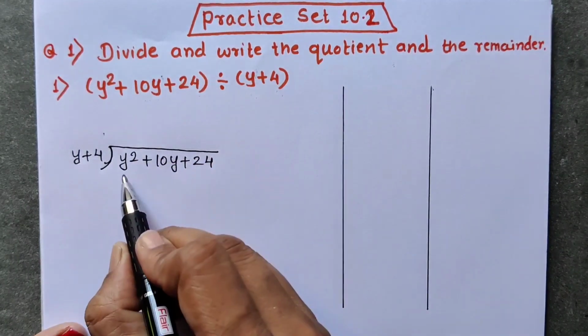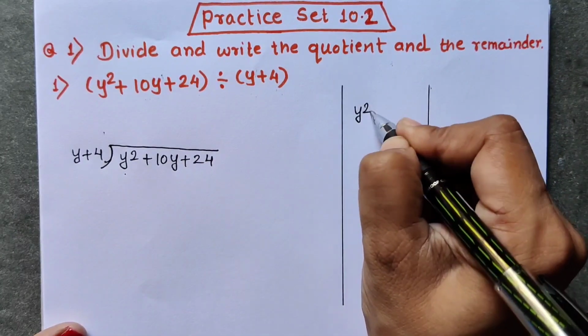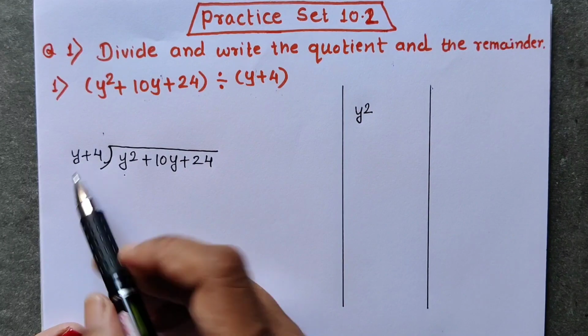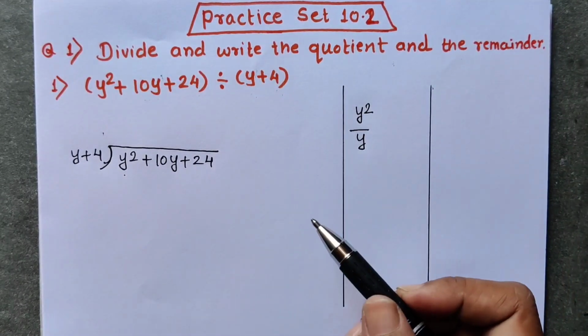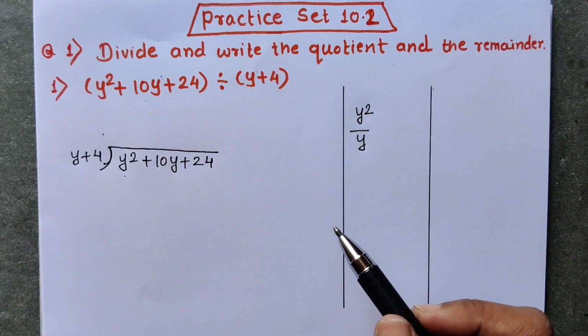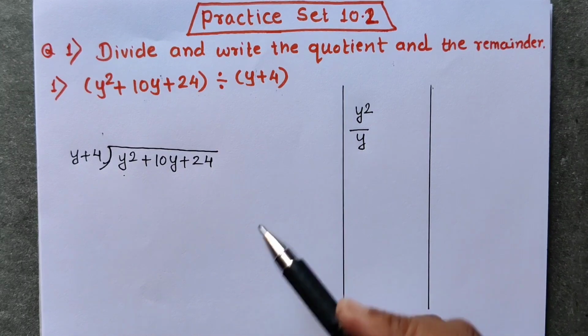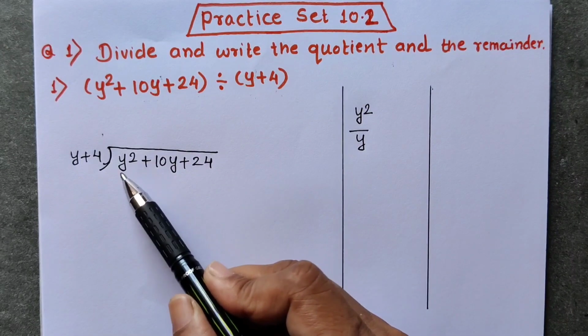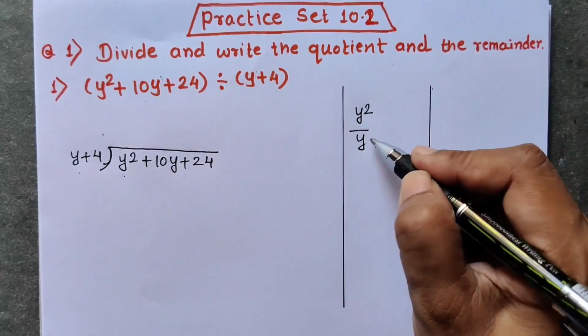Now as you all can see, the first term of this dividend is y square and the first term of the divisor is y. So first we have to find out by which polynomial, by which variable, we have to multiply. To get that variable, we have to divide this first term of the dividend by the first term of the divisor. So let us divide.